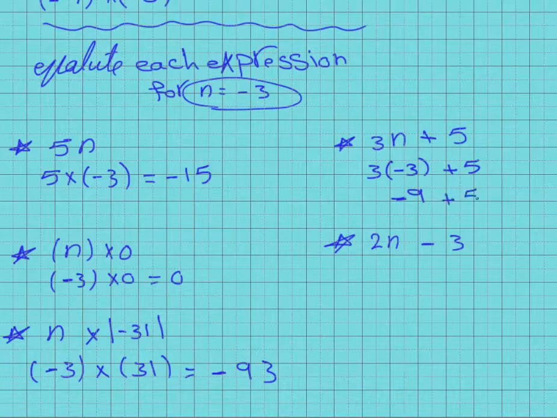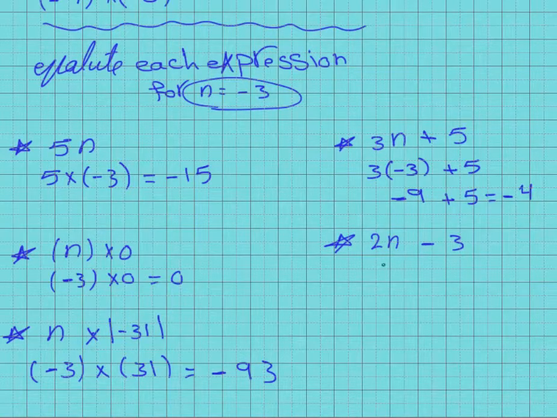Plus 5. And now it's the addition rule. What does the addition rule say? If you are adding two numbers with different signs, put the sign of the bigger one, negative. 9 is bigger than 5, don't look at the sign. Then subtract 9 minus 5, the answer is 4.